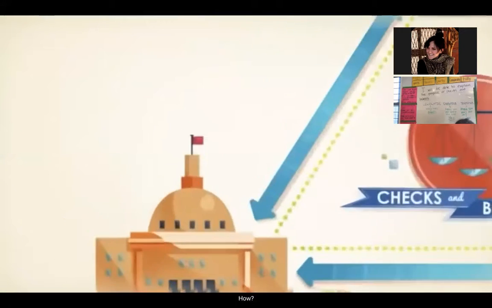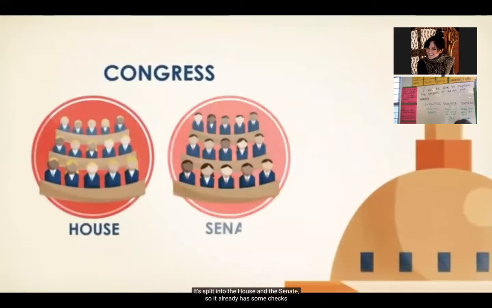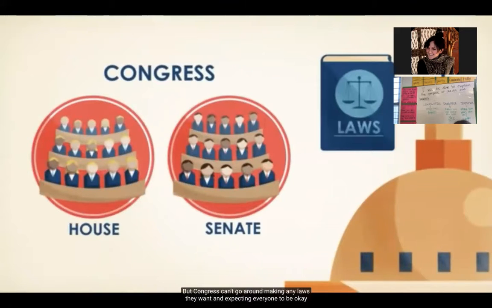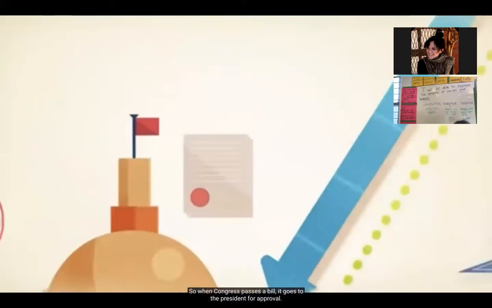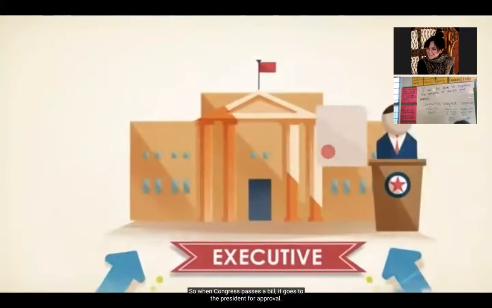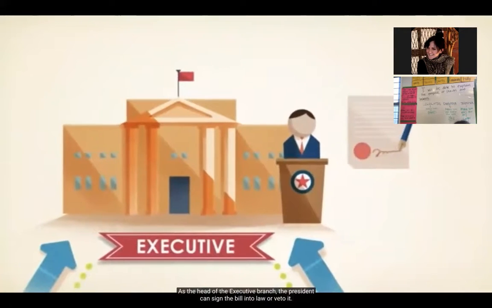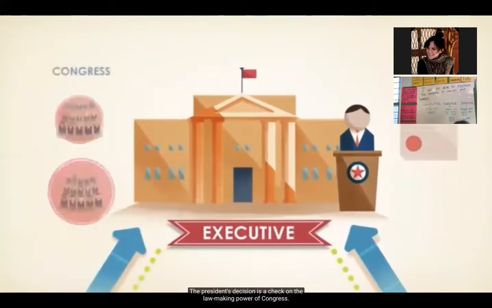How? Here's an example. Congress is the legislative branch. It's split into the House and the Senate, so it already has some checks built right in. The main job of Congress is to create bills that one day may be turned into laws. But Congress can't go around making any laws they want and expecting everyone to be okay with it. That's what parents are for, right? So when Congress passes a bill, it goes to the president for approval. As the head of the executive branch, the president can sign the bill into law or veto it. The president's decision is a check on the lawmaking power of Congress.